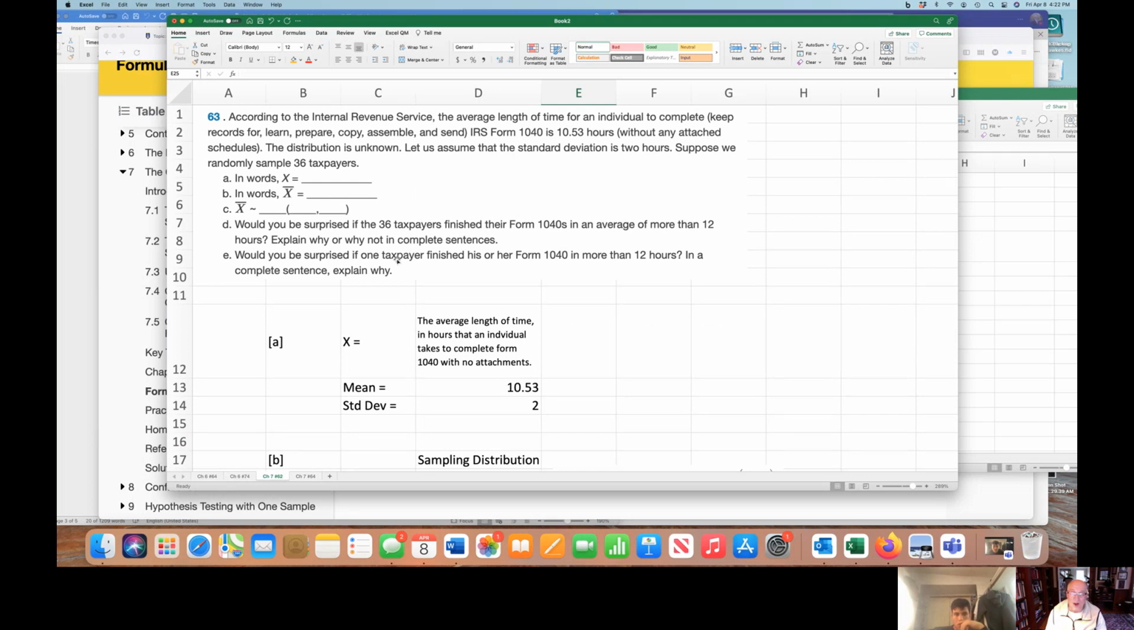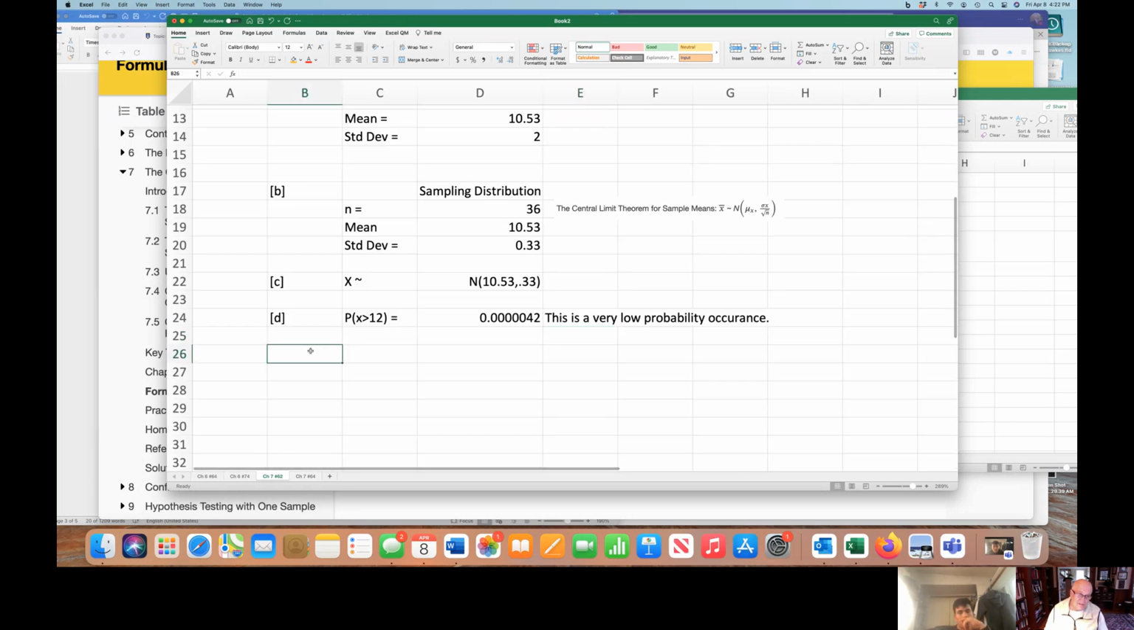Would you be surprised if one taxpayer finished his or hers? Well, no, because no matter what the distribution is here, the mean is 10.53. This is for individuals, not the average. And the standard deviation is 2. So 1 standard deviation above the mean takes me above 12 already. We're talking about the average of 36 people taking more than 12. That's a very rare event. But for E, no, that's only 1 standard deviation.